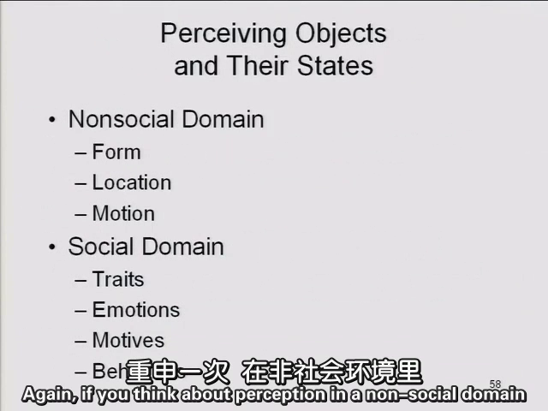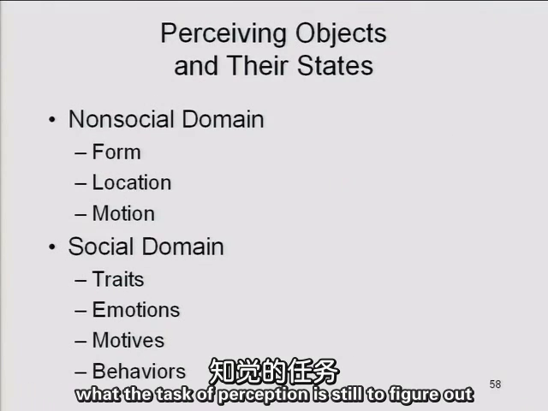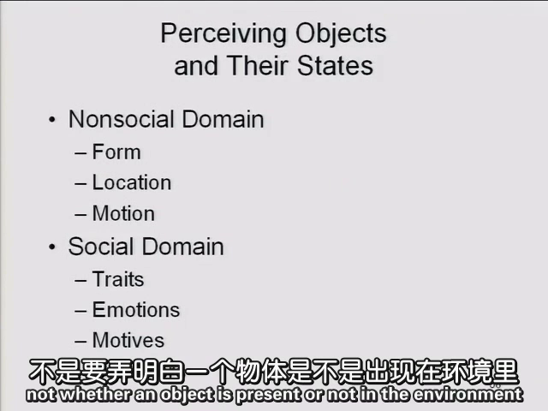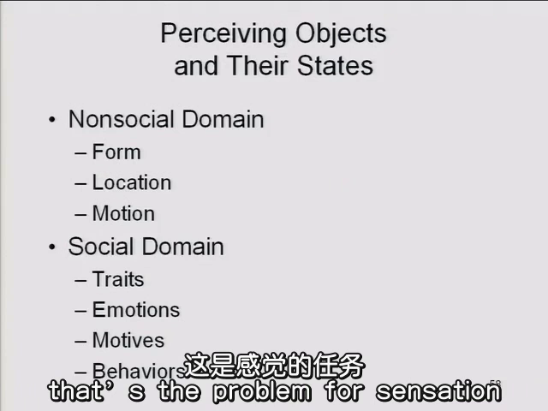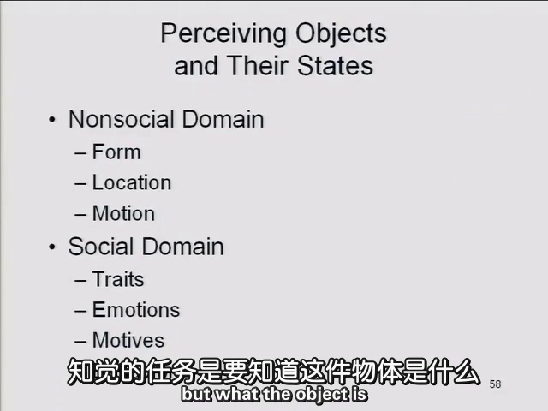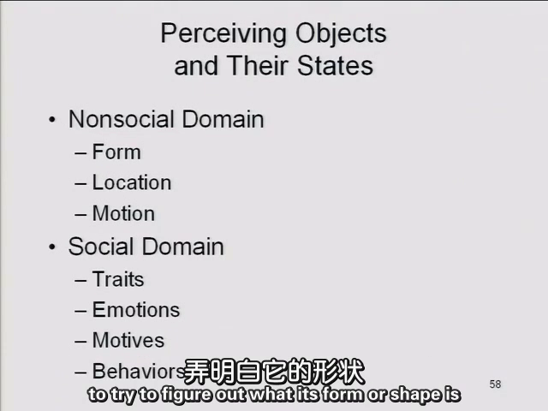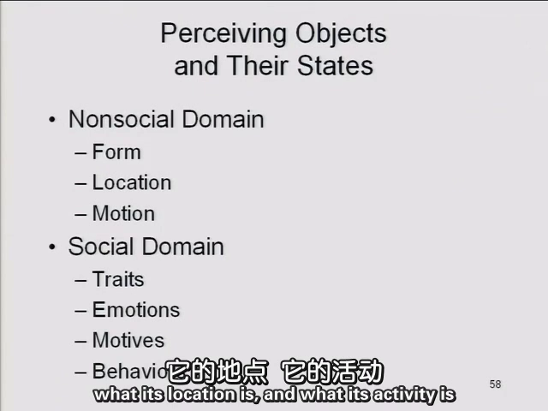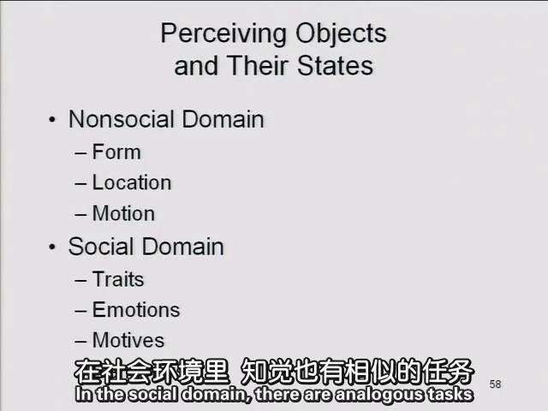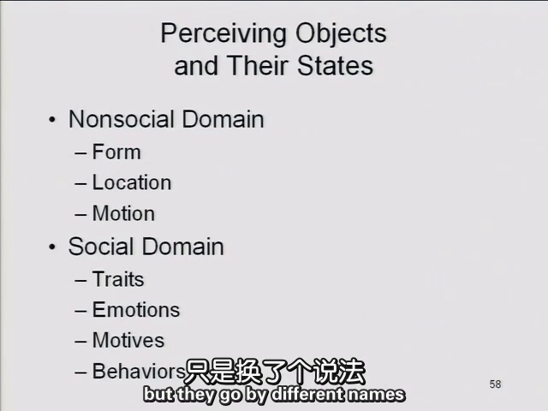Okay. Again, if you think about perception in the non-social domain, the task of perception is to figure out not whether an object is present or not in the environment, that's a problem for sensation, but what the object is: what its form or its shape is, what its location is, and what its activity is. In the social domain, there are analogous tasks, but they go by different names.